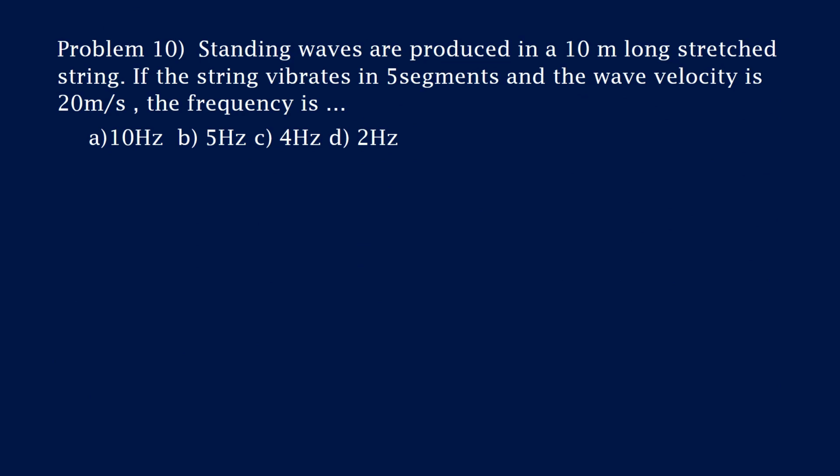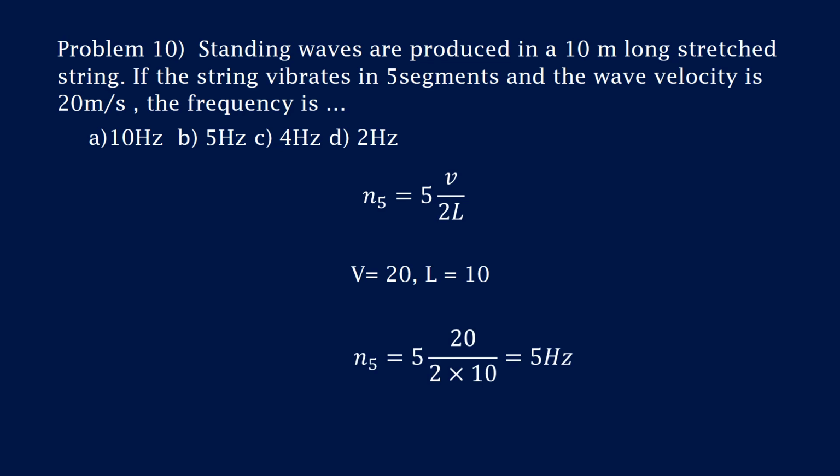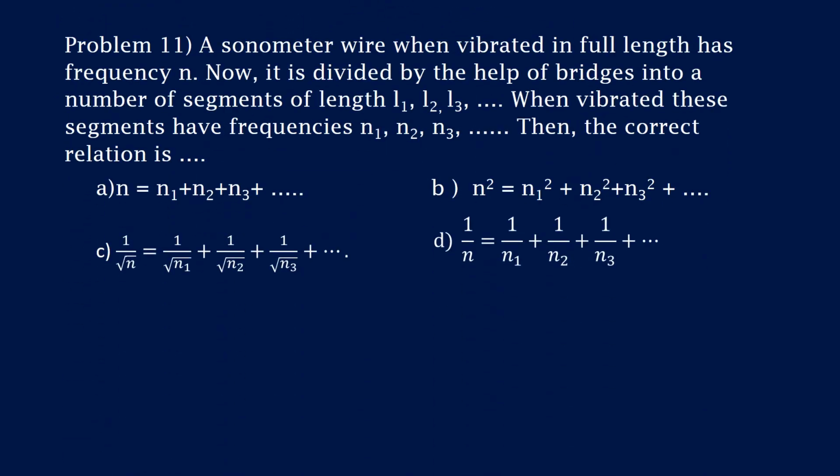Option C is correct. In this question, it is given standing waves are produced in a 10-meter long stretched string. If the string vibrates in 5 segments and the wave velocity is 20 meters per second, asked to calculate the frequency. Now, since it is vibrating in 5 segments, we can write N5 is equal to 5 times of V upon 2L. V is 20 and L is 10. Therefore, N5 is equal to 5 into 20 divided by 2 into 10 equals to 5 Hz.